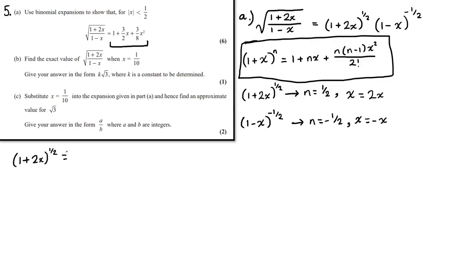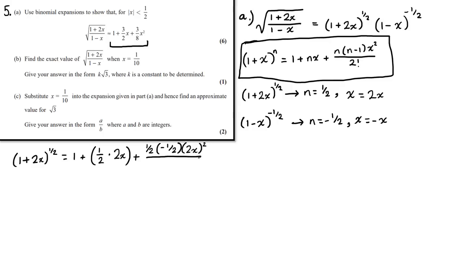So in that case then, this is going to be 1 plus nx. So n is the power of a half, that's the power. So it's going to be a half times x, which is 2x. So a half times 2x. And now we add, so it's going to be n, so that's a half, times n minus 1. So a half minus 1, that gives us minus a half. And then we times that by x squared. So x in this case is 2x, so that's 2x all squared.